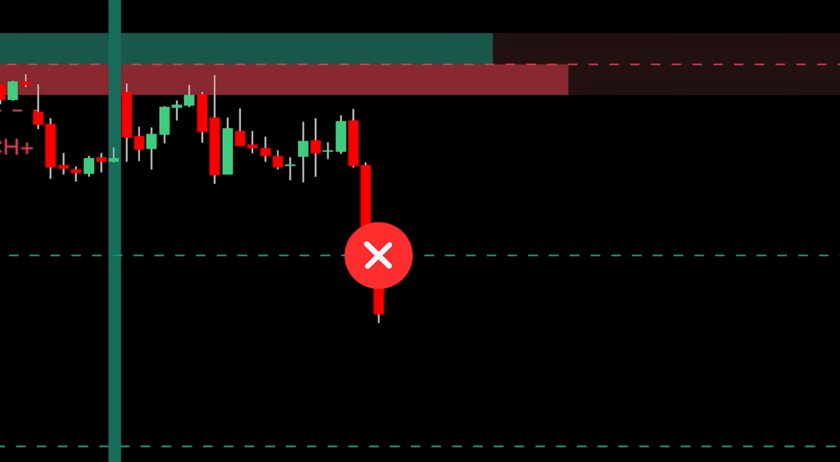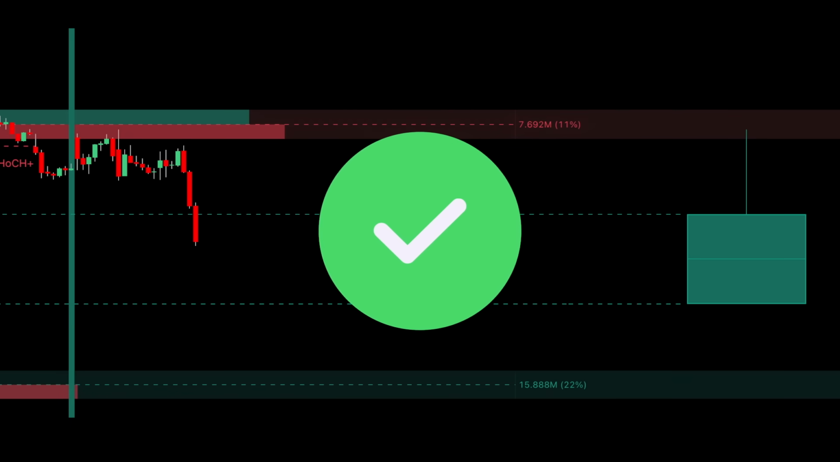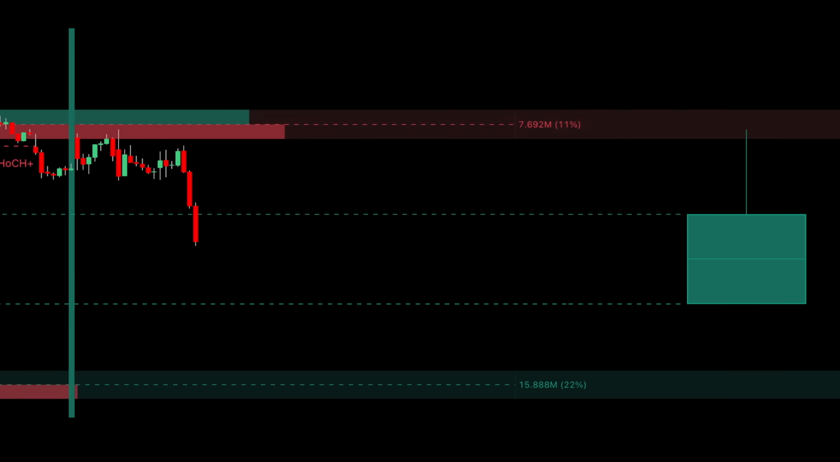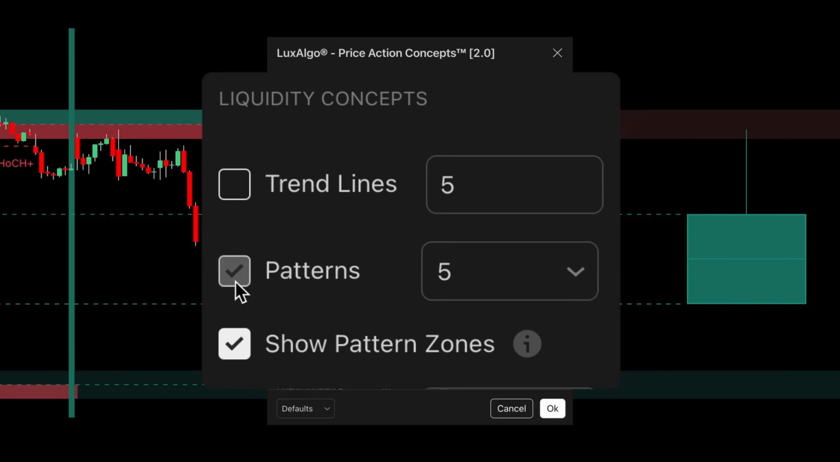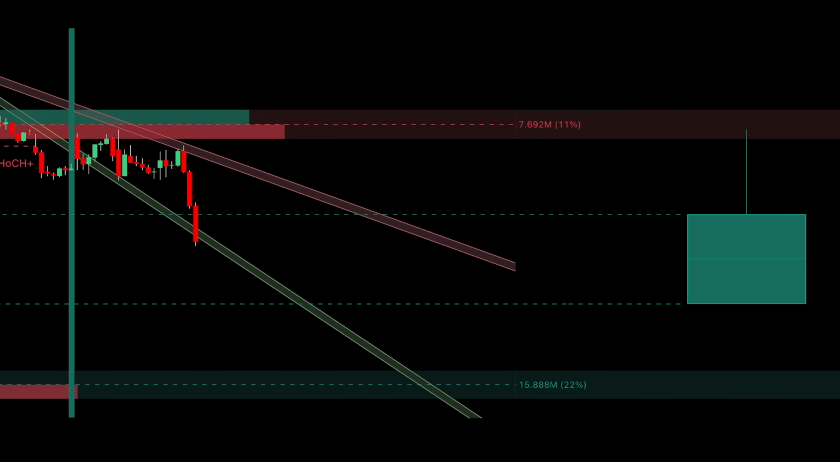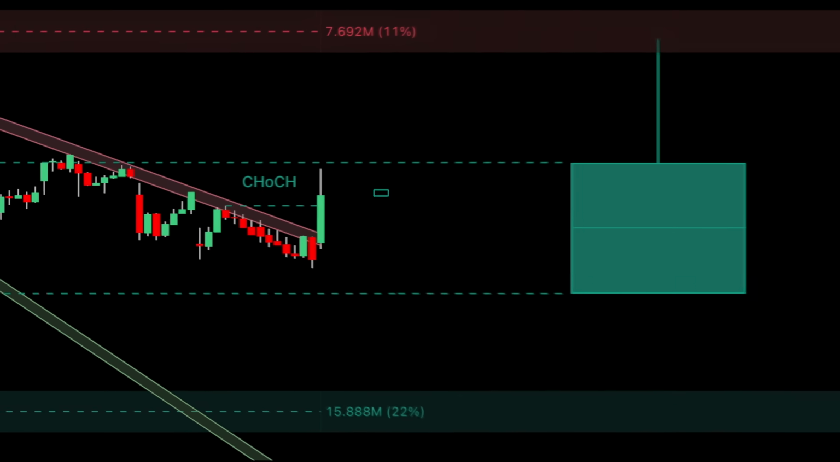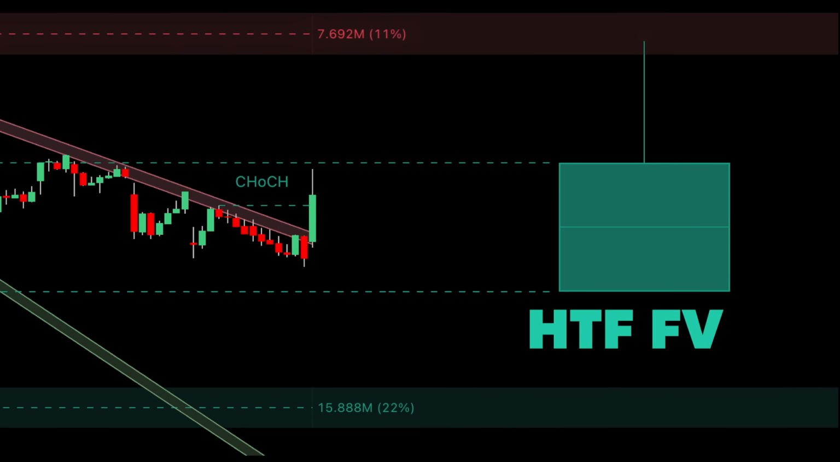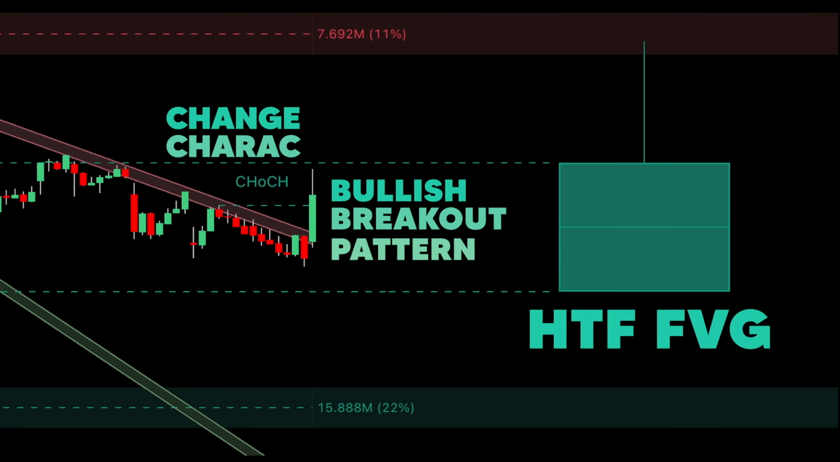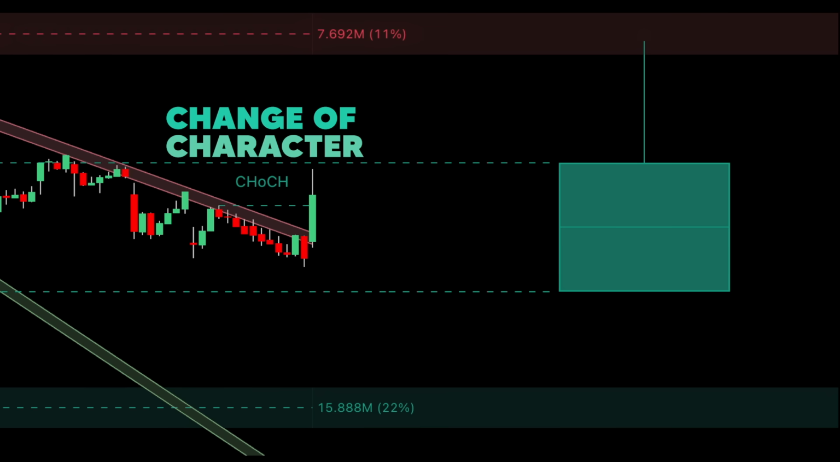But we don't just blindly enter trades when price reaches that level. What we need is confirmation that the market is shifting back into a bullish phase. So we turn on the pattern detection feature within the price action concept suite. A broadening wedge pattern appears, an inherently bullish structure. As price begins to break out from the wedge, we also detect a new bullish structure shift. With this confluence, price entering a high time frame fair value gap, a bullish breakout pattern, and a structural shift, we have a strong case for entry.